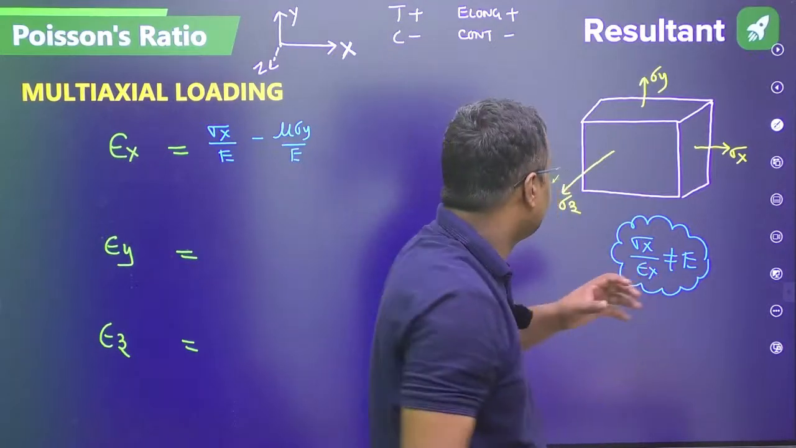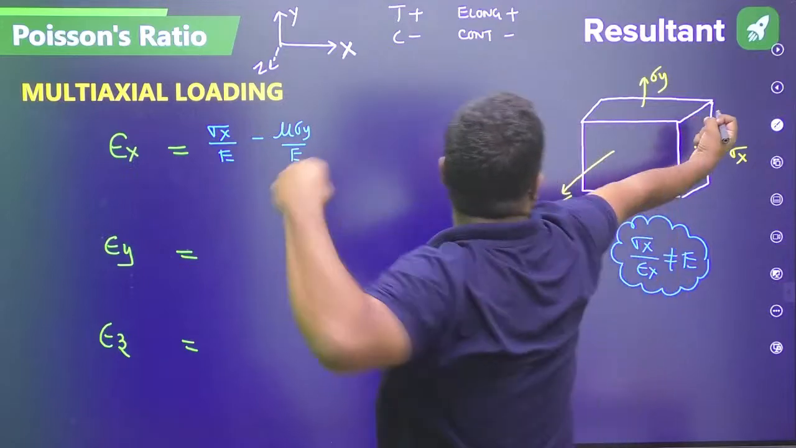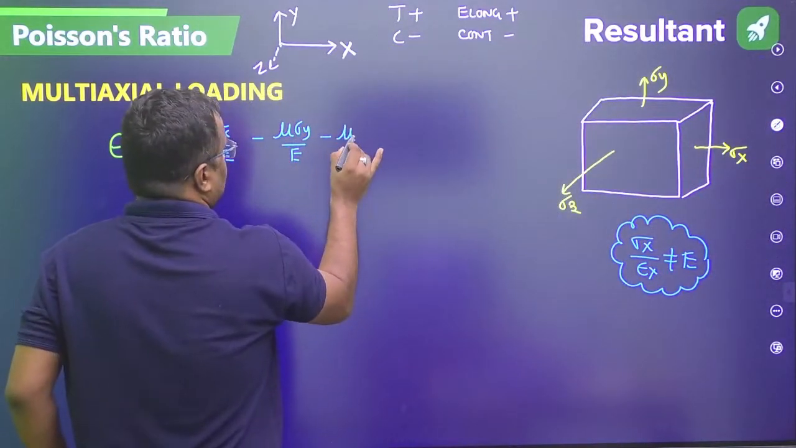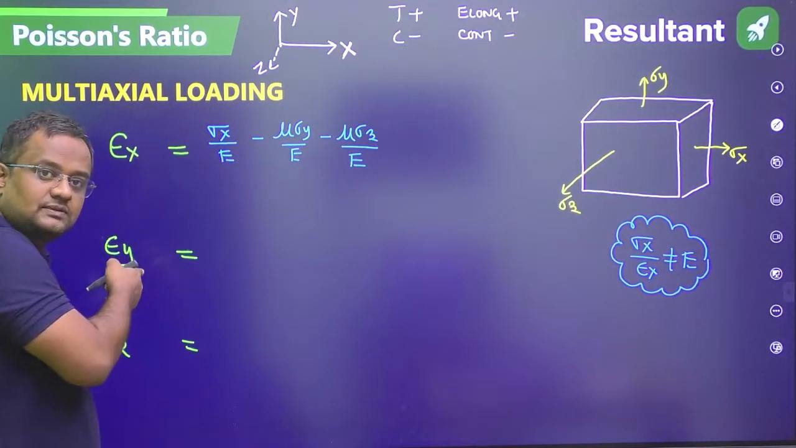Similarly, due to z, now delete these two. Due to z, if I am elongating here, in x direction it will be decreasing, mu times. Understood? Not understood? Now see this.